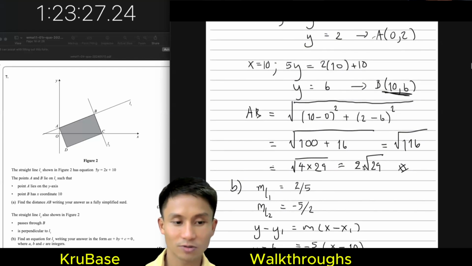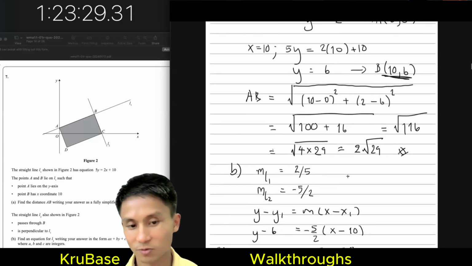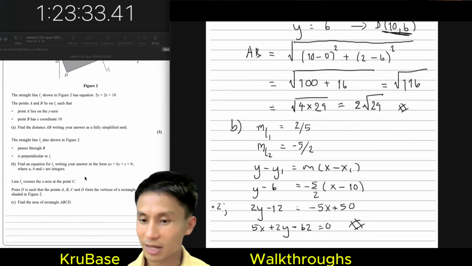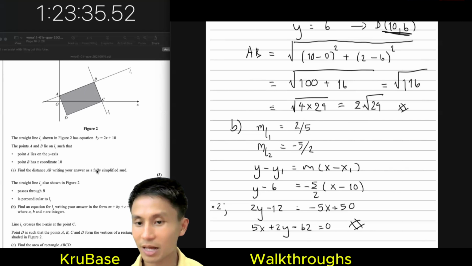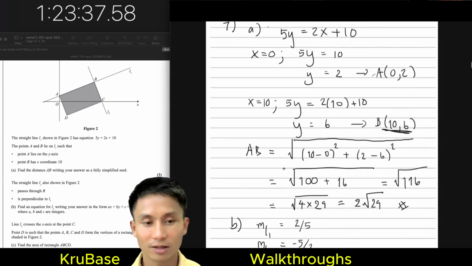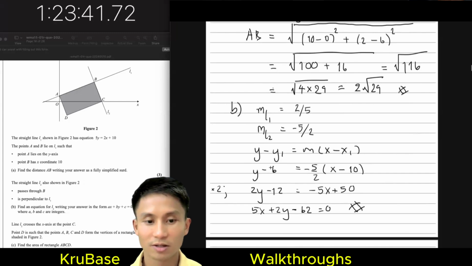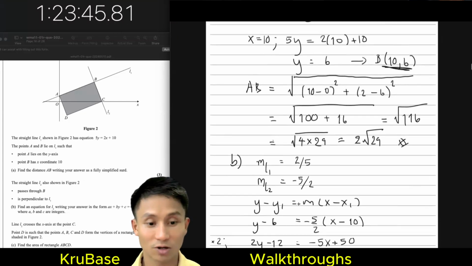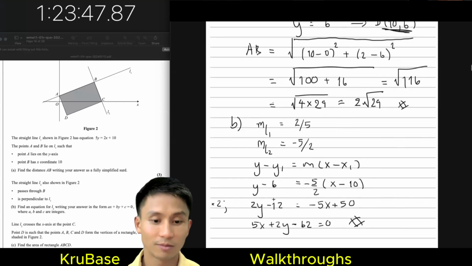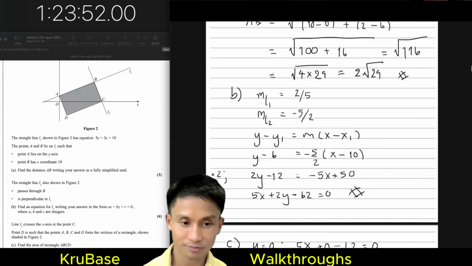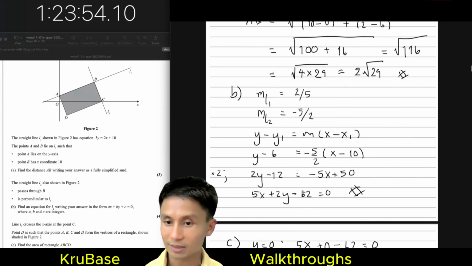You can take 4 out as 2 because we need to do a surd form. And then it says L1 and L2 being perpendicular. L1 is already 2 over 5, so L2 should be minus 5 over 2. Yeah, plugging in the linear formula there, using B as one of the points. And then doing the linear form, we get that. Yeah, so I think this is fine.